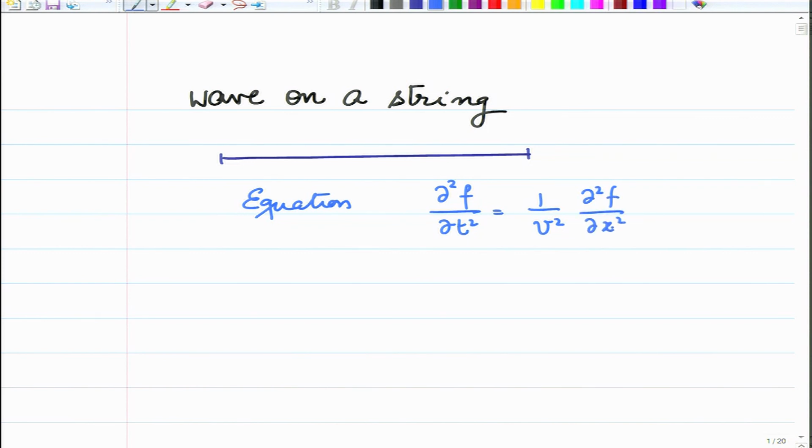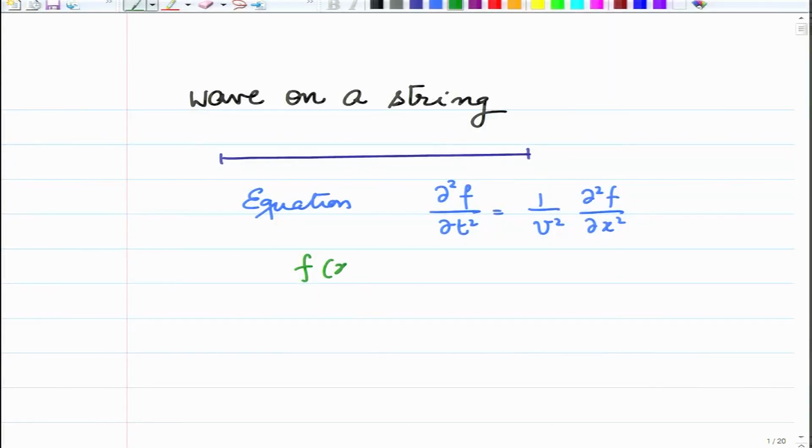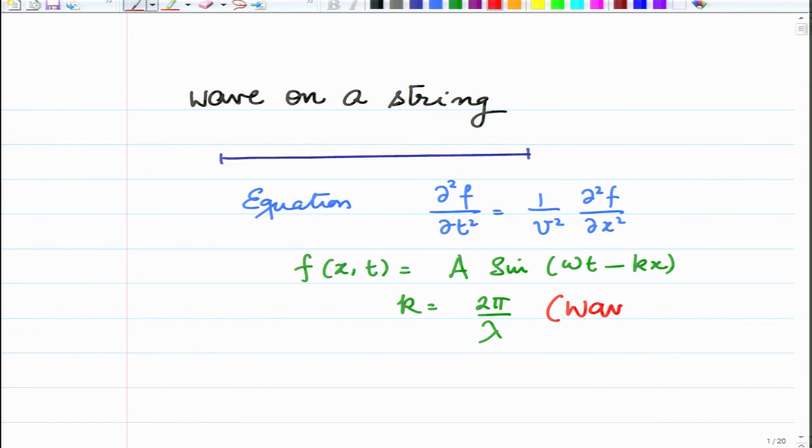We had taken a one dimensional string, and the solution with a given frequency, which I call the harmonic solutions, were given as f(x,t) equals some amplitude A sine of omega t minus k x, where k is 2 pi over lambda, and I am going to give it a name now. It is called the wave vector.